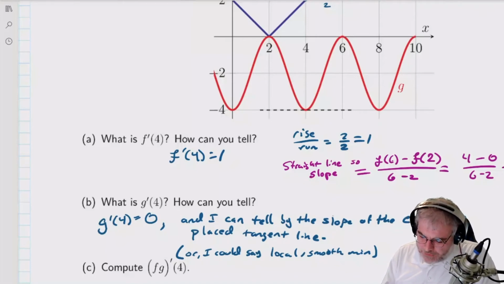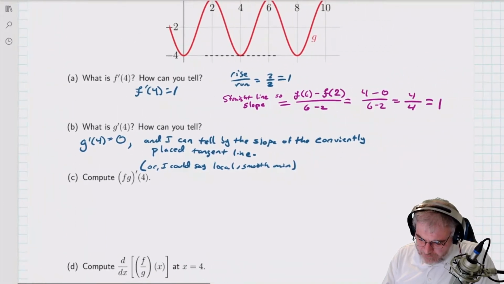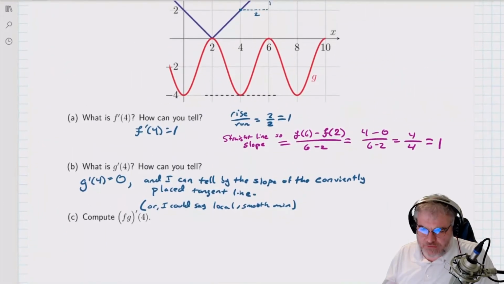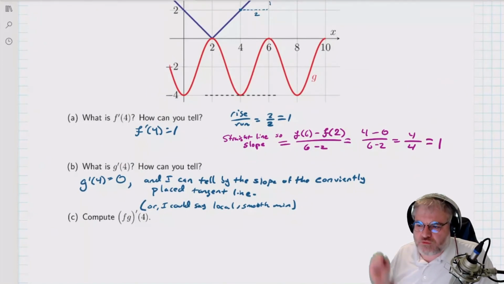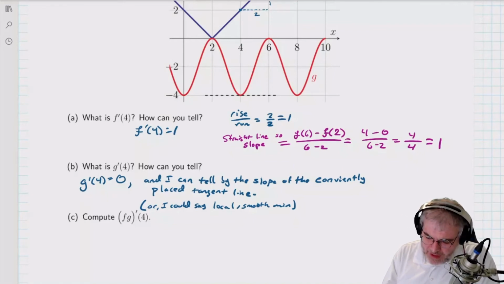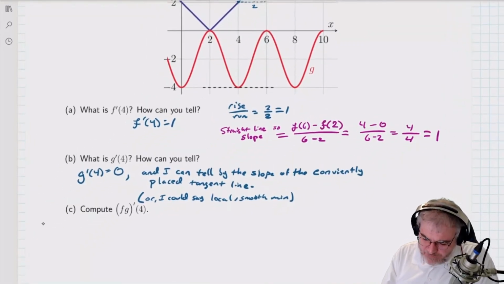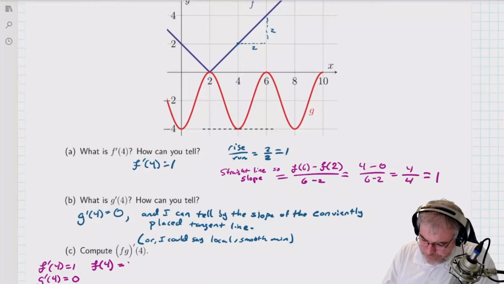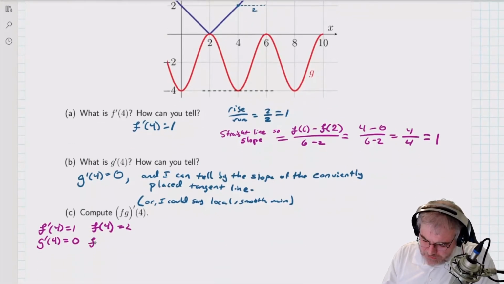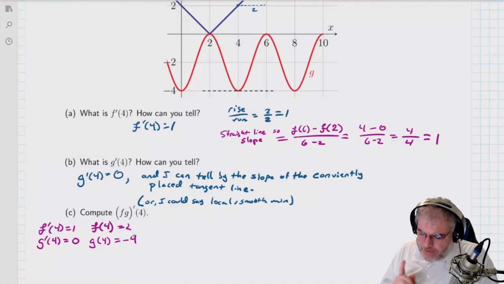Okay, so computing f g prime of 4. Here's what I would do, and you don't have to do this, but this is what I would do. First thing, I'm going to write all my points. I am going to write f prime of 4 equals 1, g prime of 4 equals 0, f of 4 equals 2, and g of 4 equals -4. All right, I would do that first.